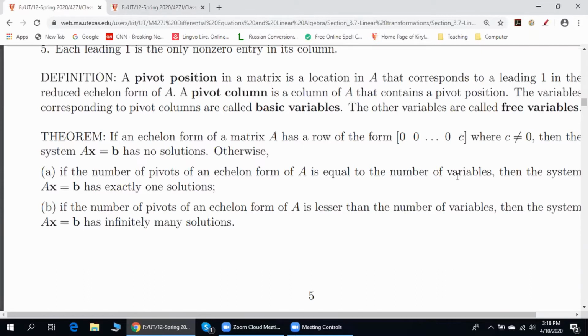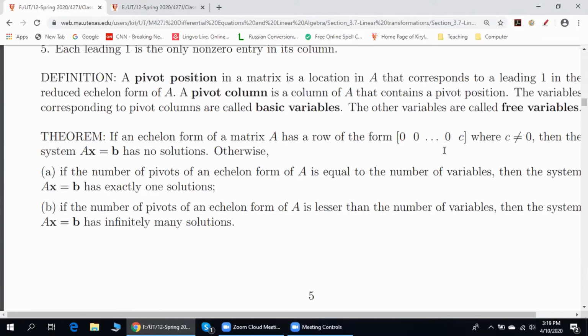So once again, the only case where we have a pivot in the very last column is this. But if this is the case, the system has no solutions. Now suppose this is not the case. This means that pivots are somewhere here, which means we have either the same number of pivots as variables or fewer. Did I answer the question?